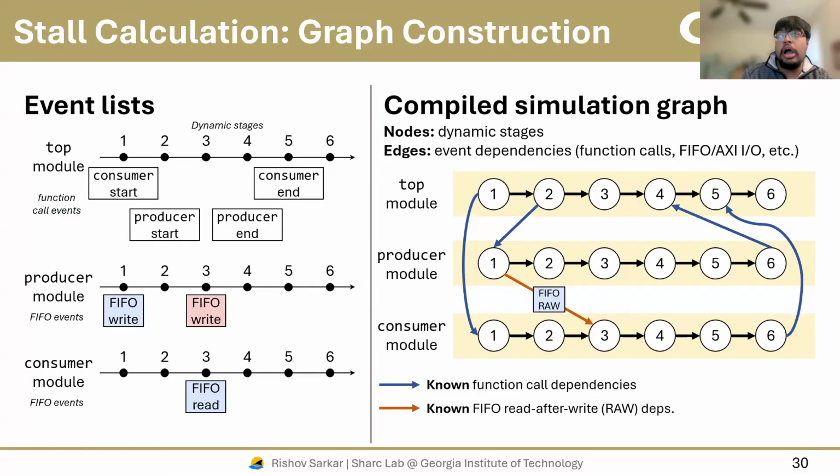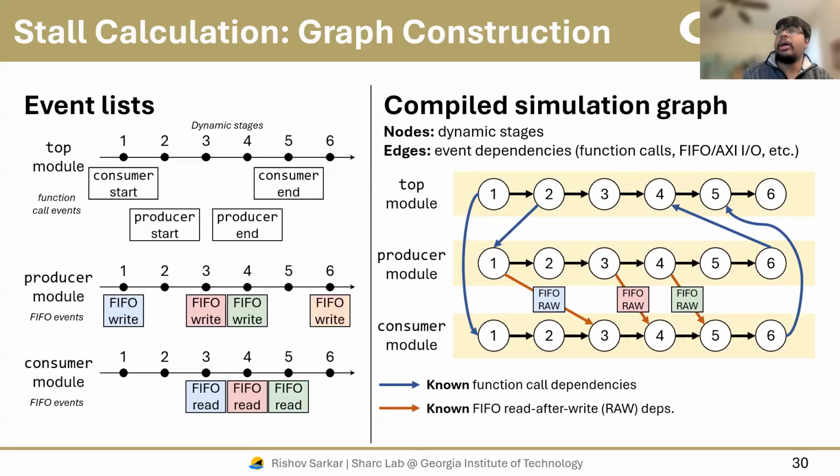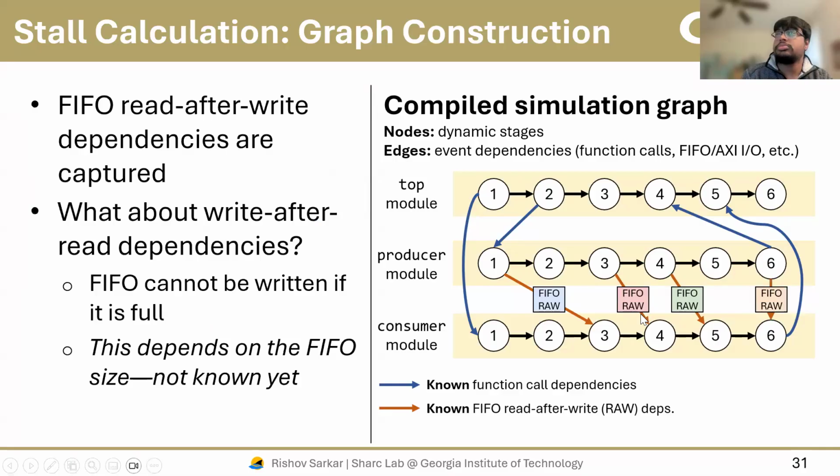Similarly, we see that the producer is writing at stage 3 and the consumer is reading at stage 4. So we draw an edge from producer 3 to consumer 4. Then we have a write at producer 4 going to read at consumer 5. And then we have a write at producer 6 going to read at consumer 6. So we've drawn all these edges so that if for whatever reason the consumer module would have reached one of these stages before the producer, then it will stall to wait for the producer.